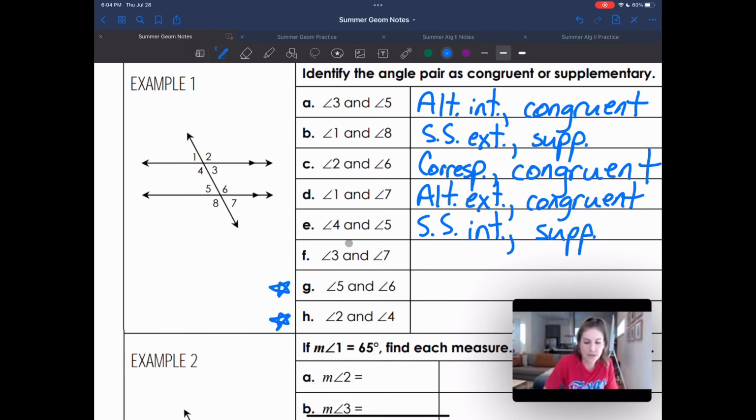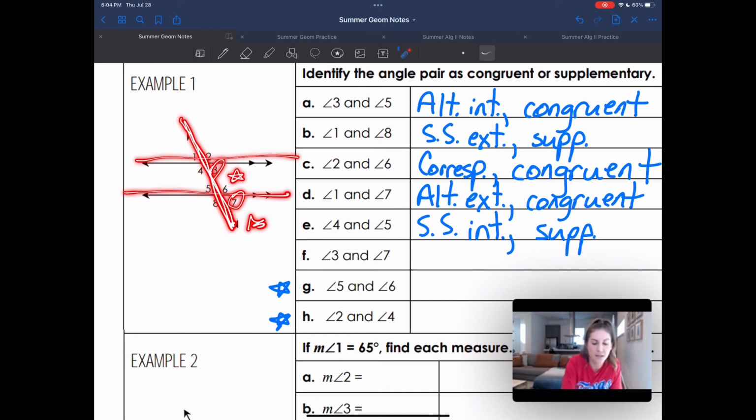Okay, angle 3 and angle 7. Let's take a look at these two. Here's 3, here's 7. There's our transversal. Okay, that's difficult. They're on the same side, but one's interior, one's exterior when we look at these two lines. So these are going to be our corresponding ones.